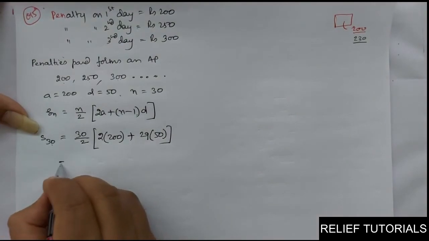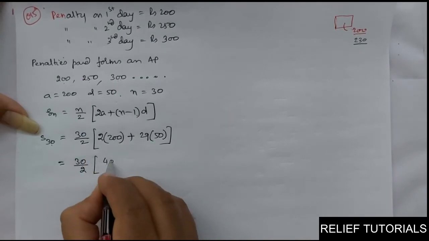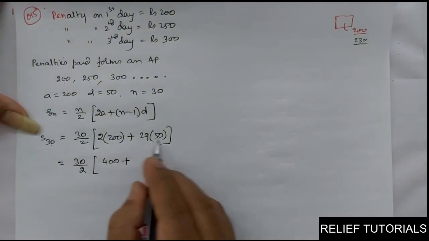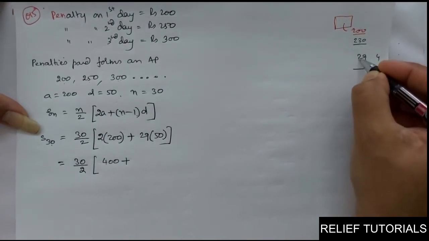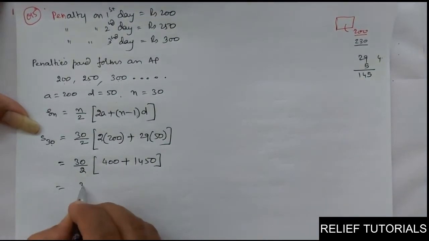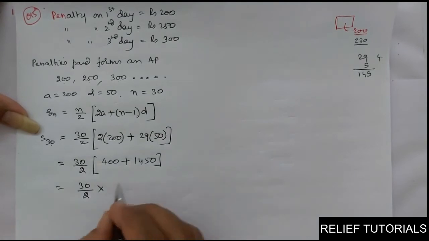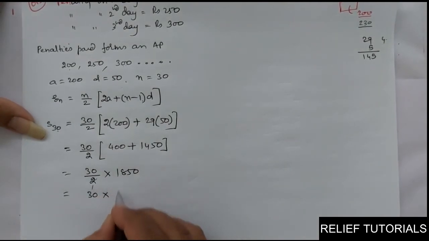Clear? Now 30 by 2. 2 into 200, that is 400, plus 29 5s are, so 29 into 5, 9 5s are 45, carry 4, 5 2s are 10, 4, 1 4 5 0, so 30 by 2 into 1850, clear, so 30 into these 2 1s are, here 2 9s are, here 2s are, 5 9 25. So that is equals to 925 into 3.